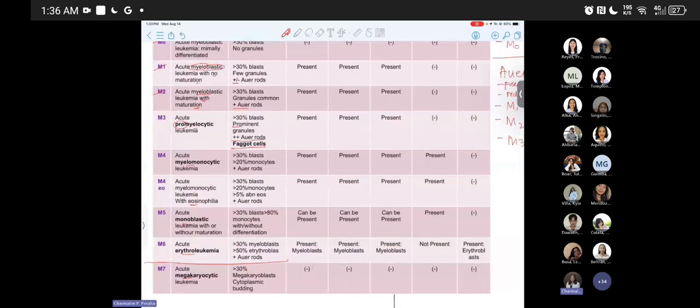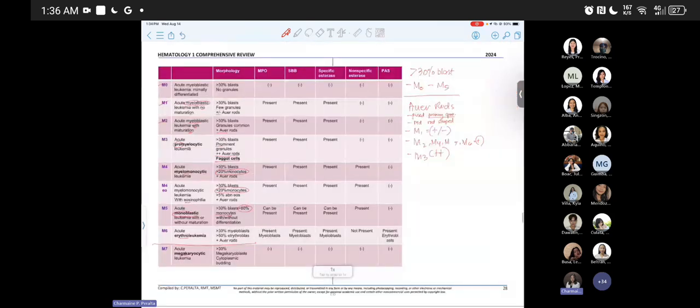Next, ito another differences nila. Si M4 is monocytic in origin. So kay M4, merong 20% monocytes, pati kay M4 with eosinophilia. While si monoblastic na M5, greater than 80% ang monocytes. Ilista ulit natin. Greater than 20% ang monocytes, this is M4. M4 with eosinophilia, yun na yun, same. While greater than 80% ang monocytes, this is M5.